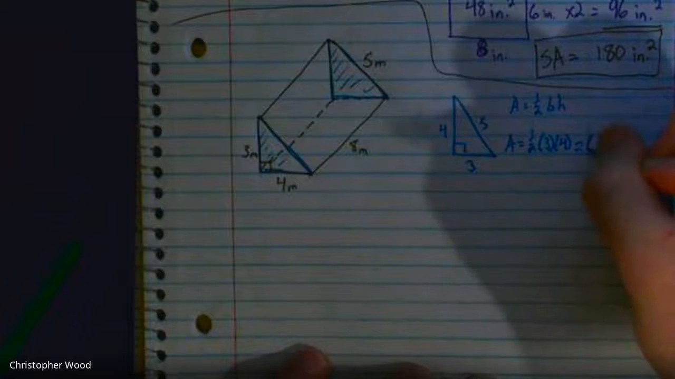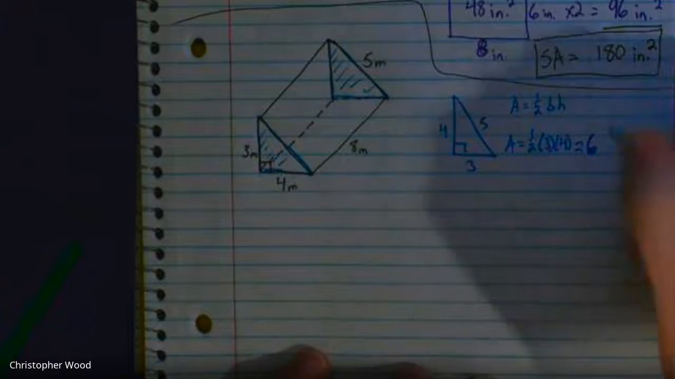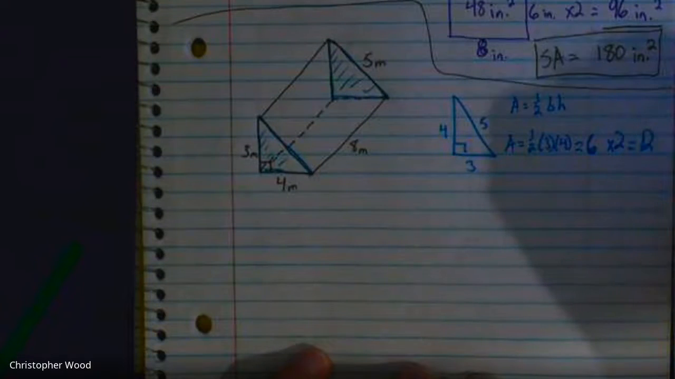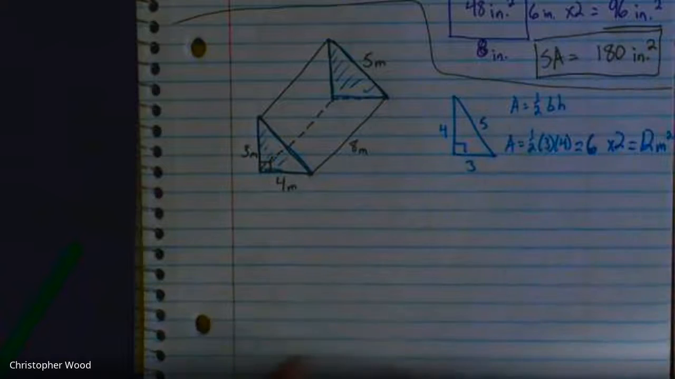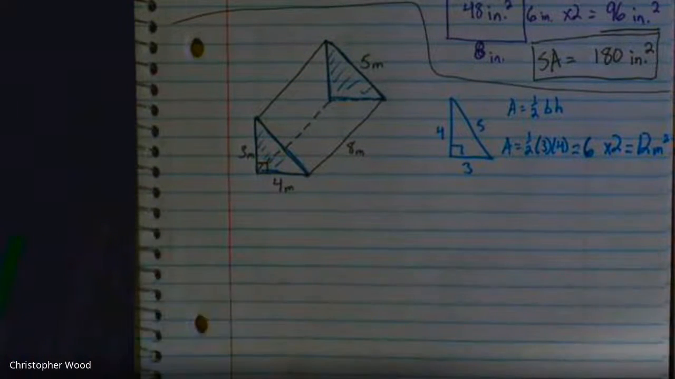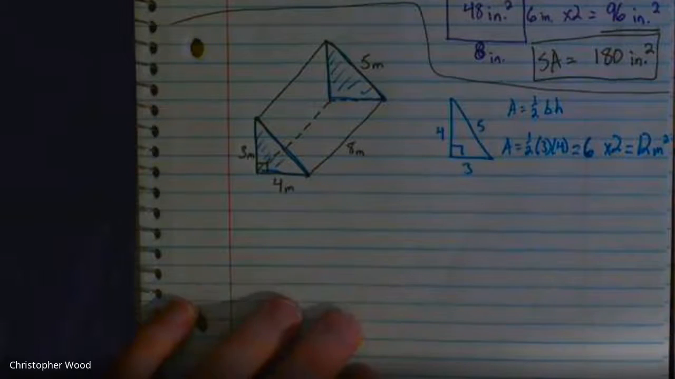But how many of these triangles do we have? We have 2 of them. So the area altogether for both of those triangles is 12 meters squared. So we get 12 meters squared for the 2 triangles. The other pieces, which are rectangles, don't all have the same measurements. So we might have to find all of those individually. Not a big deal. We're just going to break them down piece by piece.